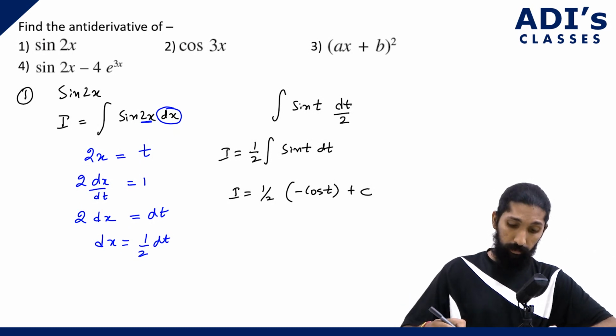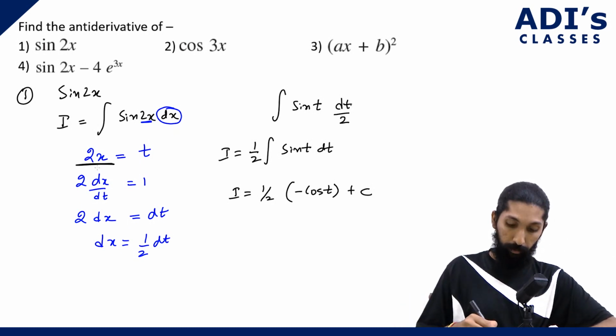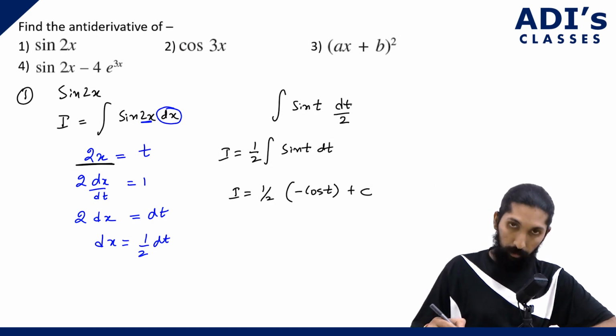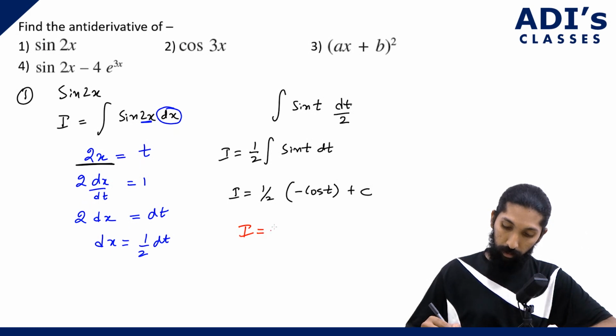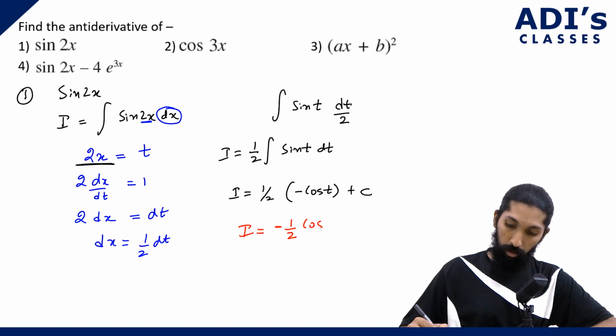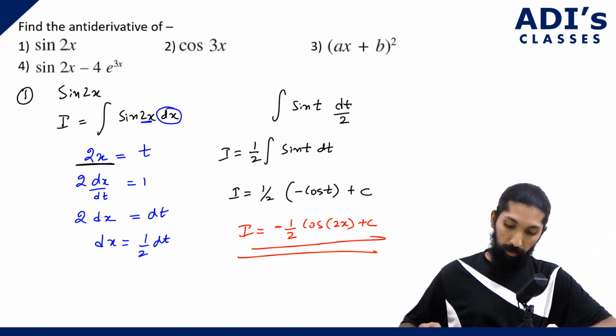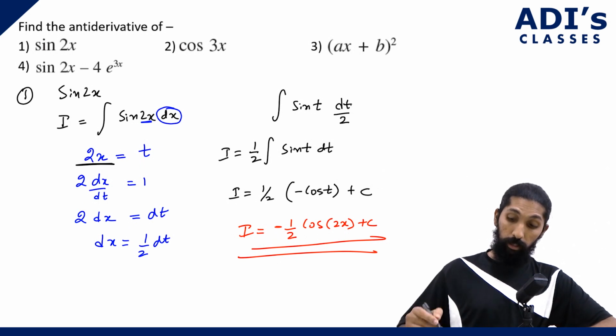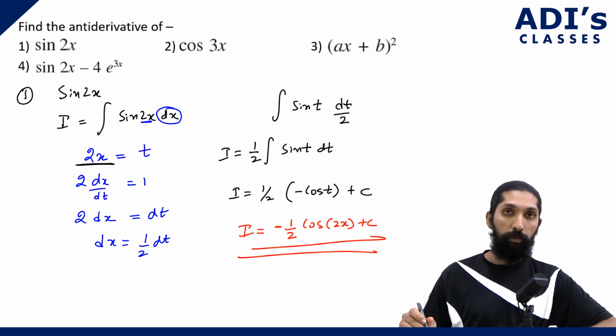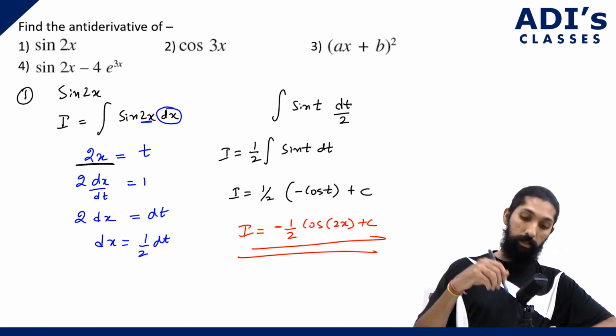Substitute t. What did we take t as? We took it as 2x. So substitute that back here. So the final answer will become I is equal to minus 1 by 2 into cos of 2x plus c. This is going to be the final answer. Fair enough? Now differentiate this, minus half cos of 2x. Don't you think you'll get sine 2x? So this is the antiderivative.